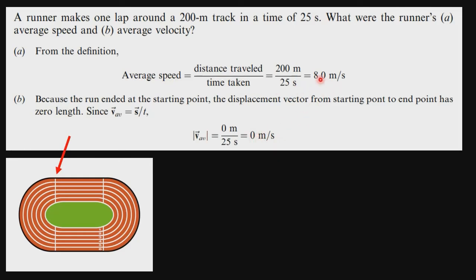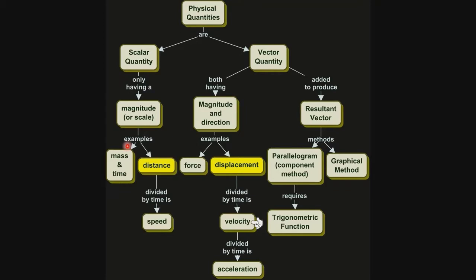And so I hope this concept provides you the understanding of the difference between speed as the scalar quantity and velocity as the vector quantity. Since velocity has something to do with direction, the runner has no velocity but has a speed. If we further continue, when we divide displacement by time, we end up with velocity. Remember that in scalar quantity, distance divided by time is speed, while in vector quantity, displacement divided by time is velocity.